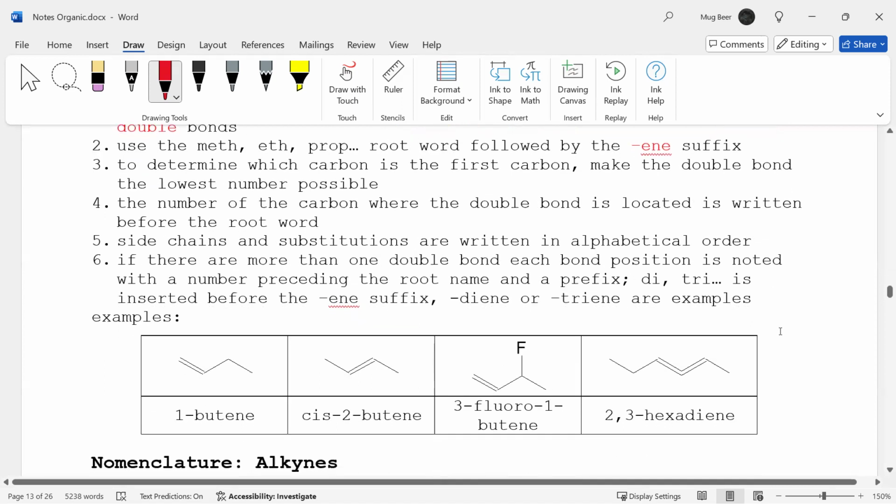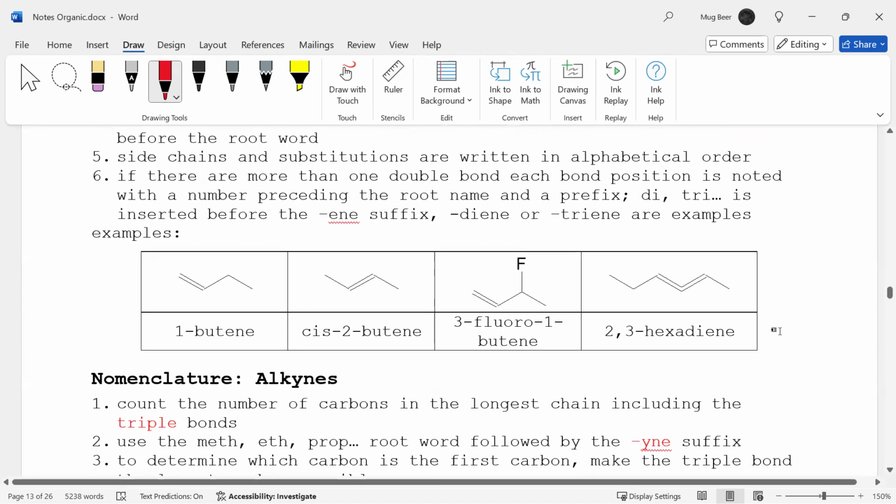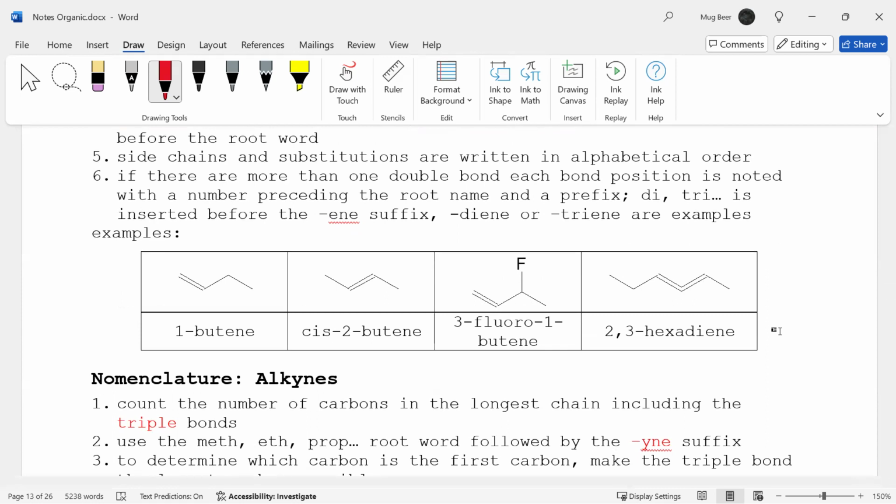We want it to be the shortest possible number, the smallest possible number. So we're going to count from whatever side makes it the short side.